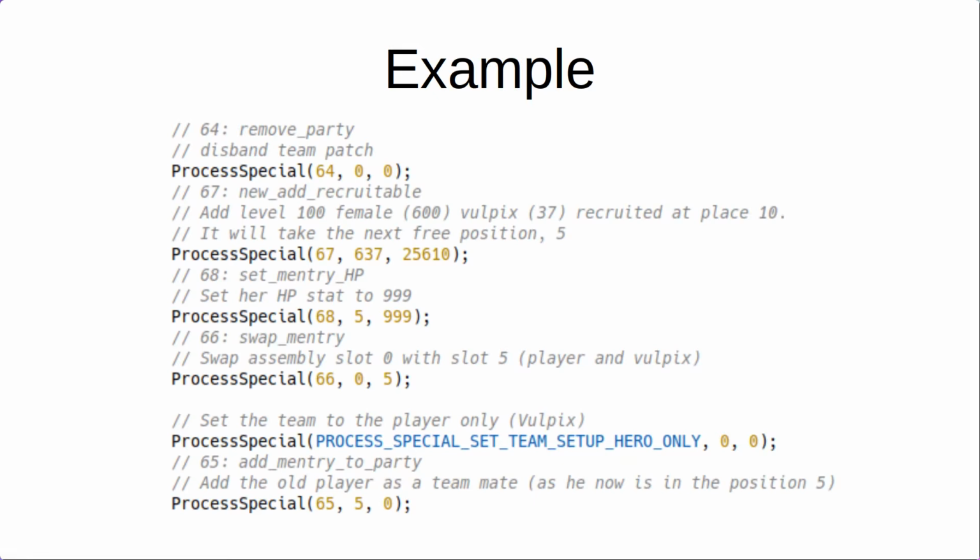It then calls a not-exist patch, which sets her HP to 999. It now swaps the player with the Vulpix. The new player, the Vulpix, is now at the assembly ID 0 and the old player is now at assembly ID 5. It then calls the special process 51, which sets the team to hero only. Please note that this is an alternate way to call it. And then it adds the old player, which is at position 5, as a teammate.